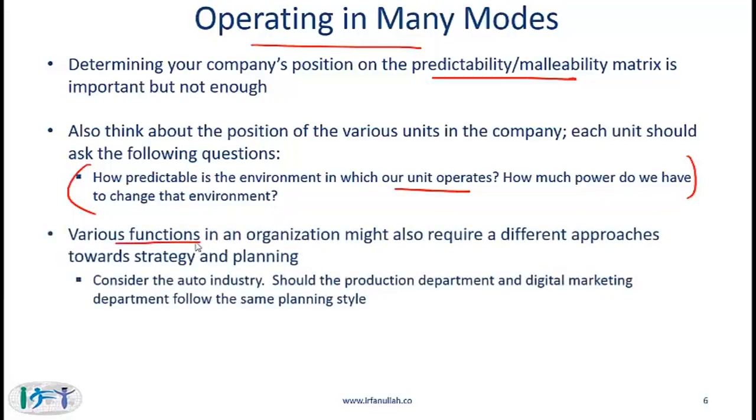Also, various functions in an organization might require different approaches towards strategy and planning. If you consider the automotive industry, clearly the strategy used by the production department will need to be different from the strategy used by the digital marketing department. So notice these are two different functions, and how they approach strategy and their planning cycles will clearly be different.